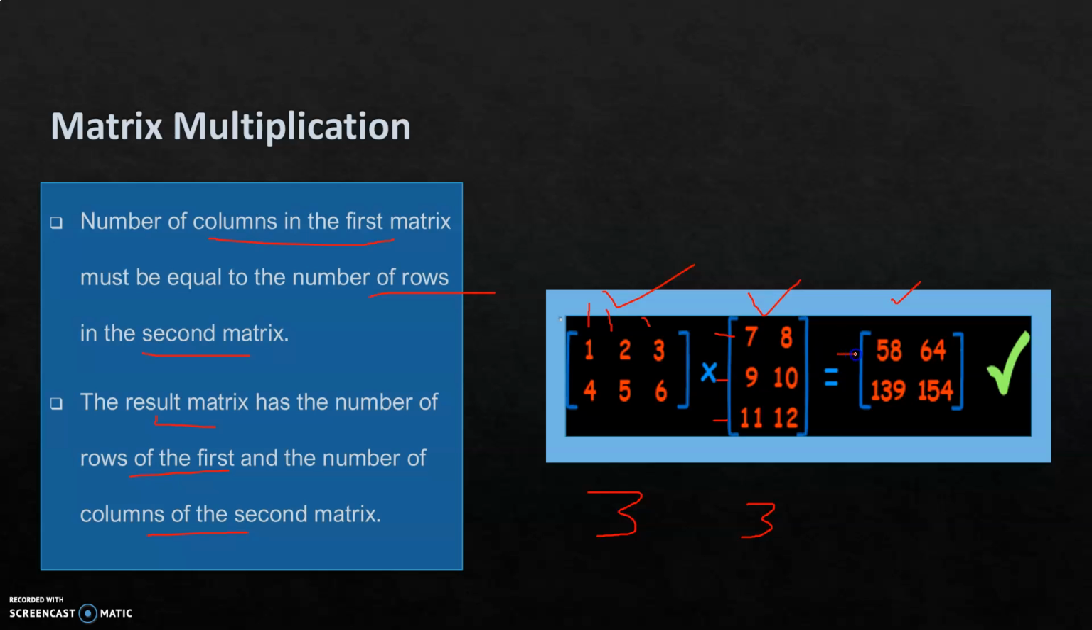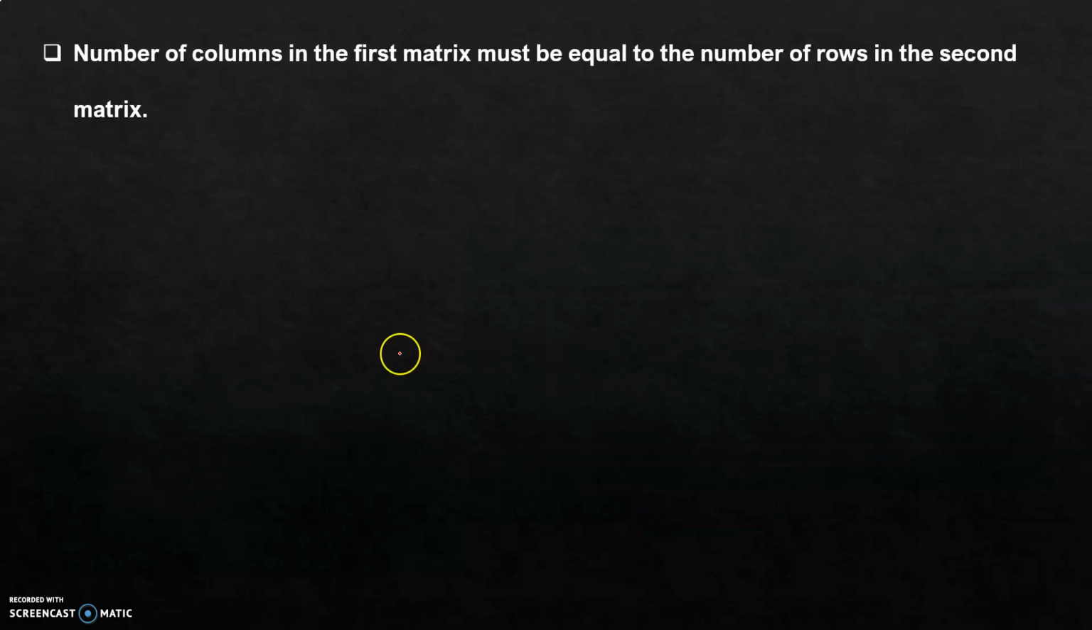Here the number of rows is 2, which is equal to the number of rows of the first matrix, and the number of columns is 2, equal to the number of columns of the second matrix. These are certain things we should remember while going to matrix multiplication. The first point, again I am telling, the number of columns in the first matrix must be equal to the number of rows in the second matrix. All other matrices cannot be multiplied. If the matrices satisfy this condition, they can be multiplied.